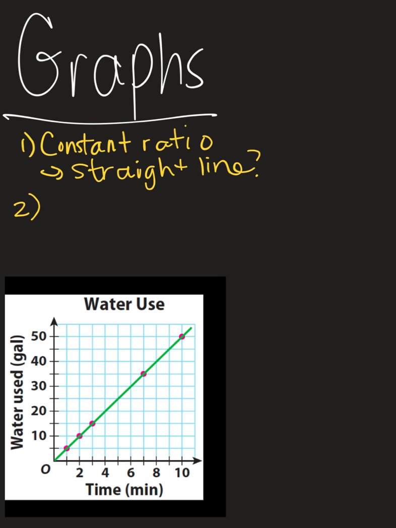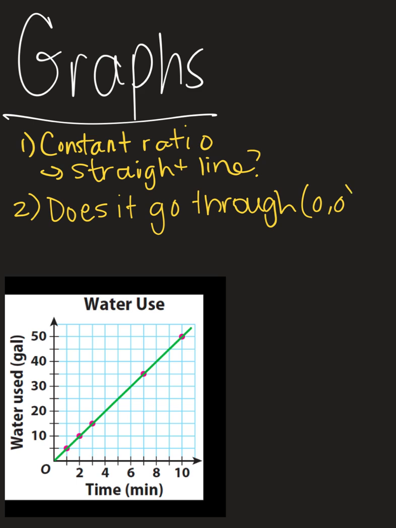And the second thing I'm checking is, does it go through 0, 0? Remember, that's the origin. So let's check in this example. So I see a straight line here. And it does go through 0, 0. So this one is proportional.